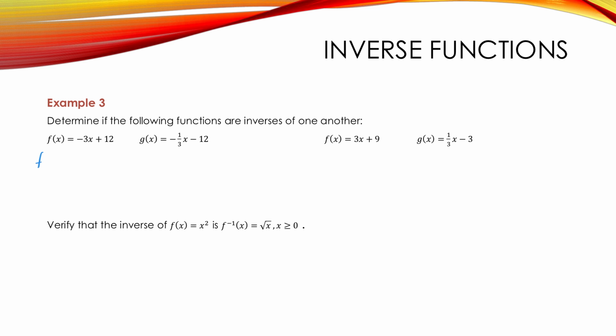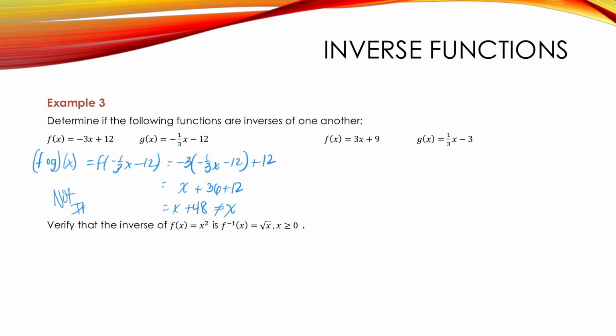So let's find f of g. F of g of x, which would be f of -1/3 x minus 12, or -3 times -1/3 x minus 12, plus 12. So we end up with x plus 36 plus 12, which is x plus 48. That does not equal x, so they are not inverses. It's as simple as that.